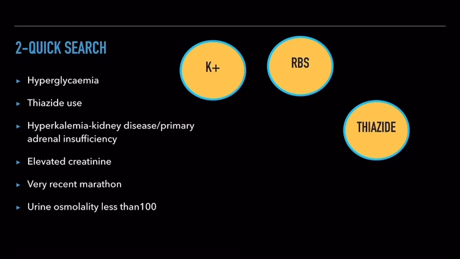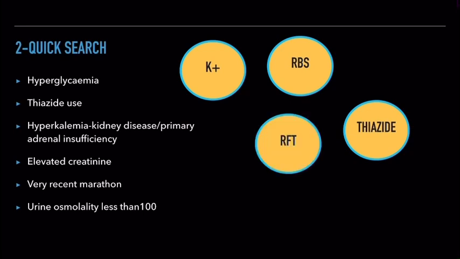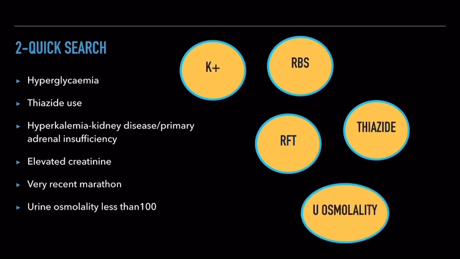And this renal function test, that is serum creatinine, and history of very recent marathon. So after marathon or during marathon, people used to take more free water, and it results in retention of free water and hyponatremia, and patient presents with the acute hyponatremic symptoms. And always look for urine osmolality. In all cases of hyponatremia, the urine osmolality is actually more than 100.